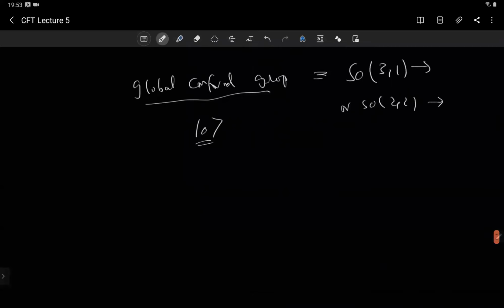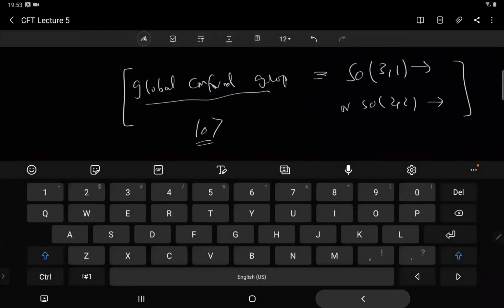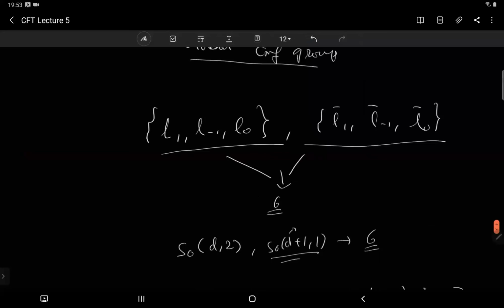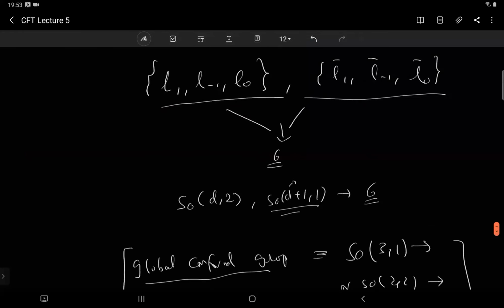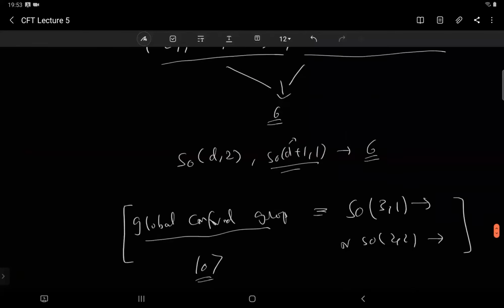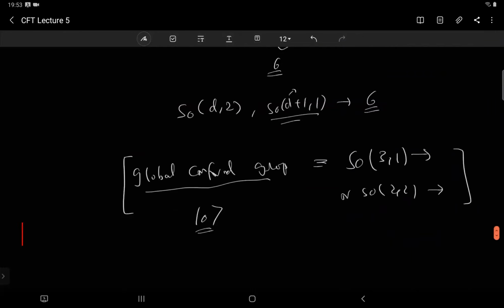Okay, is it clear up to now what I said? So the global part, which is defined everywhere, there are 6 generators, and we will see that they are exactly the same as the conformal SO(3,1), which is what you should get by a higher dimensional counting. Only difference is that now you have many other local conformal transformations which are defined locally but not globally.